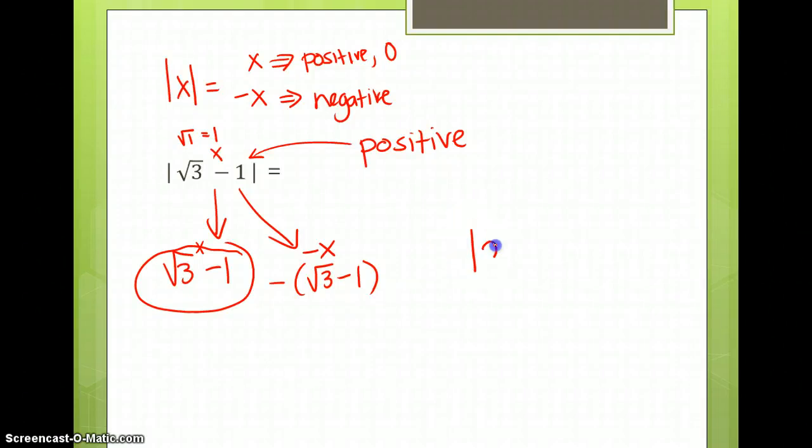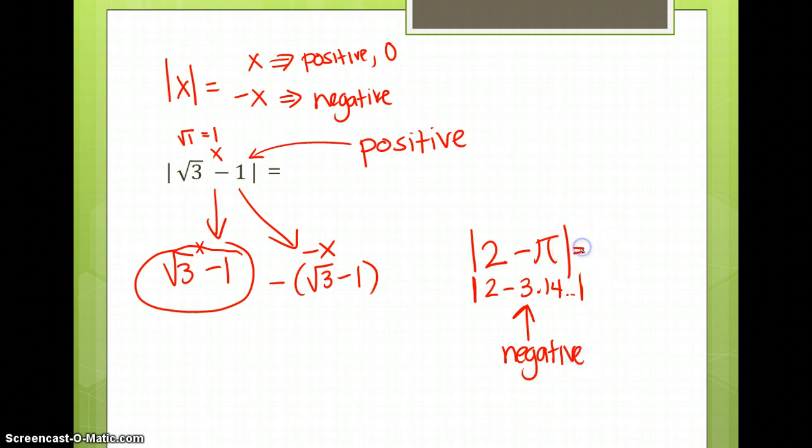If I did something like absolute value of 2 minus pi, we're going to have 2 minus a number close to 3.14, dot, dot, dot, keeps going on and on forever. If we want that absolute value, this is going to be a negative value.